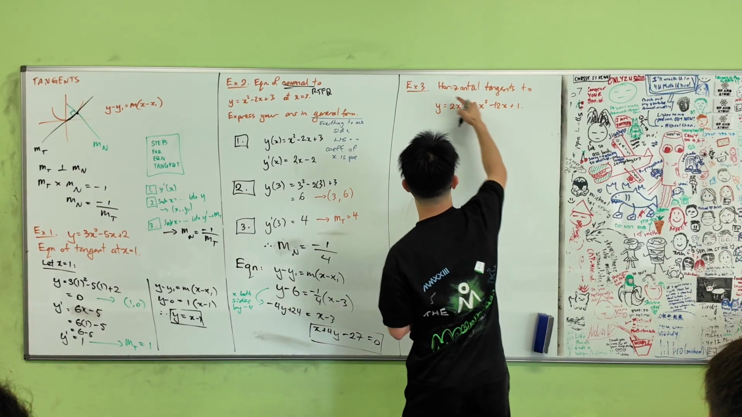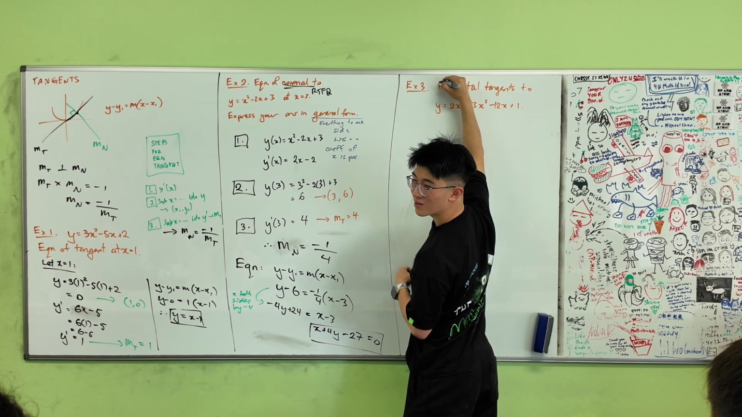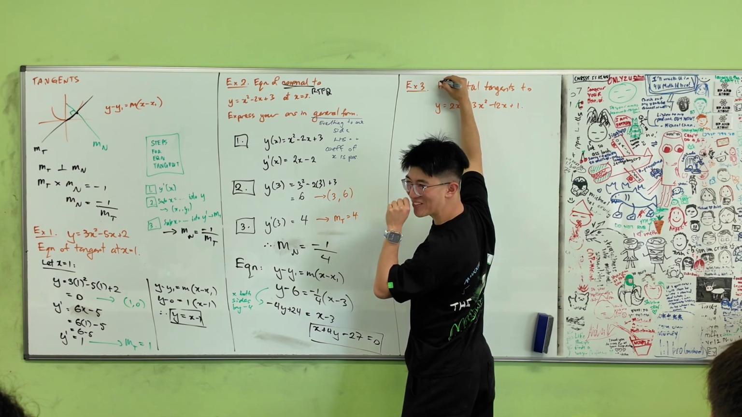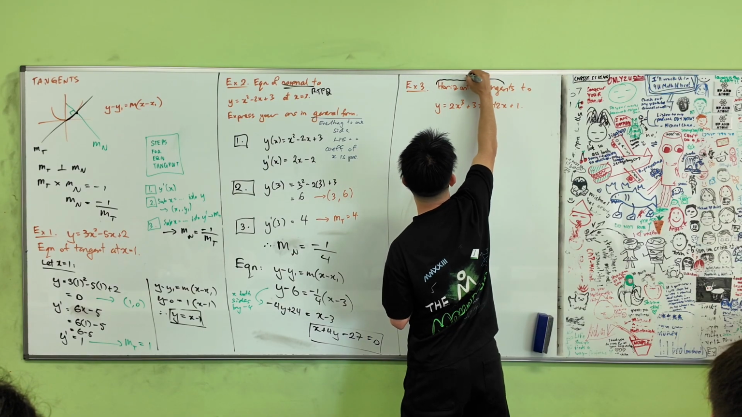Translate the English to math. Whenever you see horizontal tangent, exactly like how, is it Tahini? Tanishi. Yep, I'm so sorry. Tahini is a great food though. My bad.